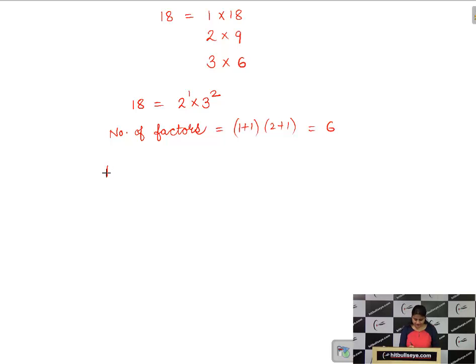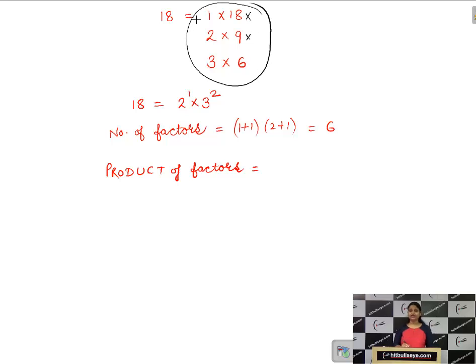Now what is the question? Question asked is, what is the product of factors? Now there can be two ways. You can list down all the factors, you can multiply them. But since we have a smaller number 18 here, the calculation will be easy. But what if we have number 180? Now it will be cumbersome. So we will derive a formula. So what is the answer in this case? See, we need multiplication. So I need this complete expression, I mean 1 into 18 into 2 into 9 into 3 into 6. I need this complete expression.